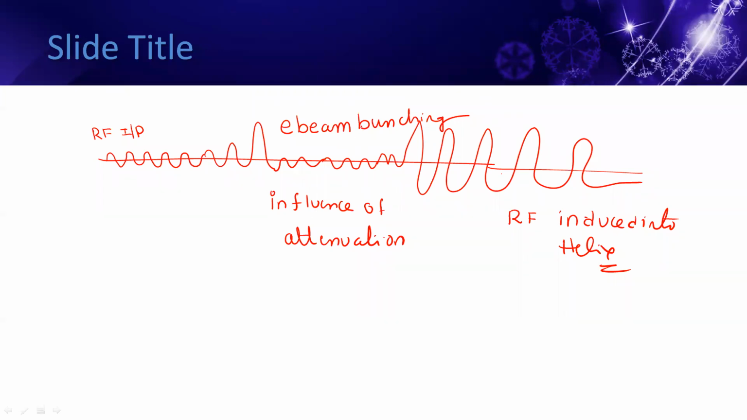Now we discuss the importance of these slow wave structures. In the helix traveling wave tube, the slow wave structure is shown in the main diagram in the shape of helix turns.